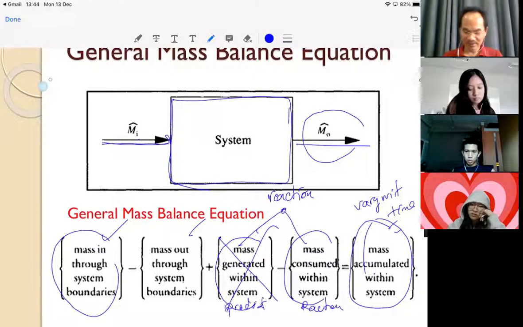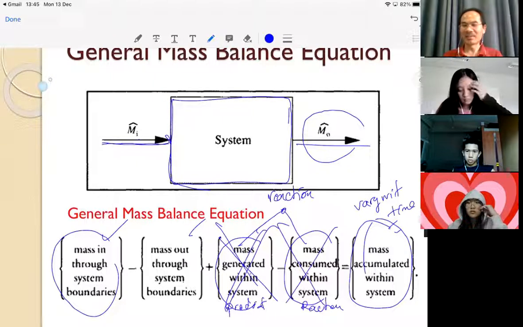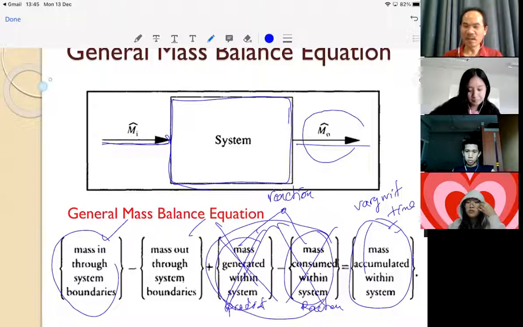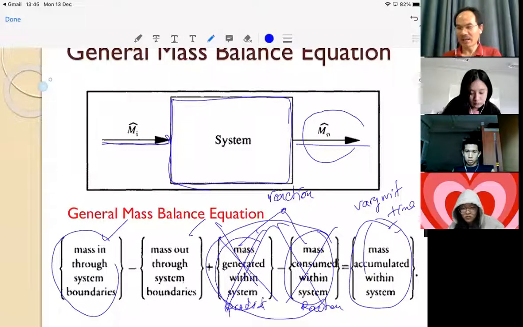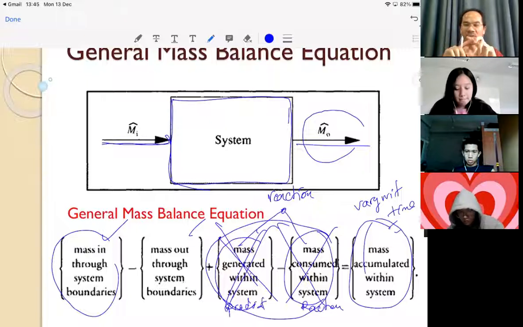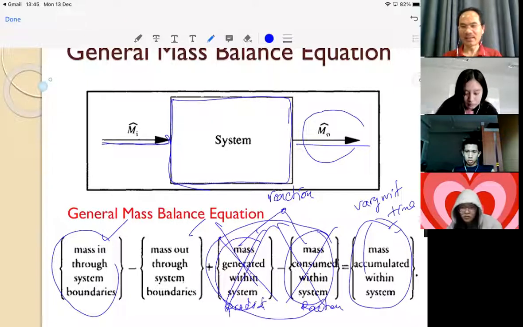I will talk to you later. There is no mass generation and no mass consumption for total mass. Why? Because reactant converts to product, and product also comes from reactant. This term balances. If you balance overall or total mass, there is no generation and no consumption. It depends on what kind of balance: on species, such as water balance, sugar balance, oxygen balance, or the total mass balance. Okay, this is the general equation.